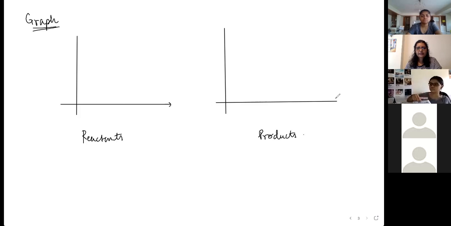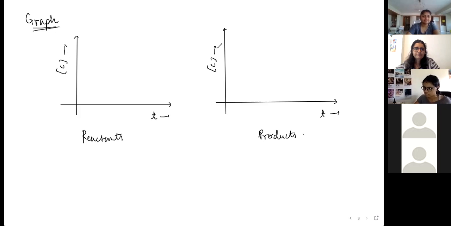X-axis pe kya hoga? Independent axis. What do you usually measure on the x-axis? Which quantity? The time. Time, absolutely. And then it's concentration. With respect to time, you're seeing how the concentration increases or decreases. So y-axis pe hoga concentration. Okay. Now, reactants ka concentration, as time goes by, it decreases. So the shape of the graph that you usually get is something like this. It's like an exponential decrease.